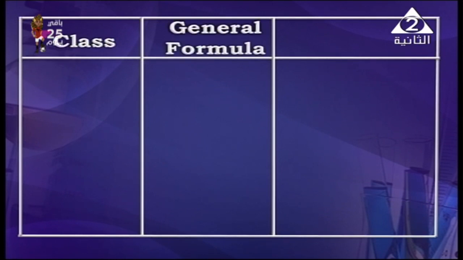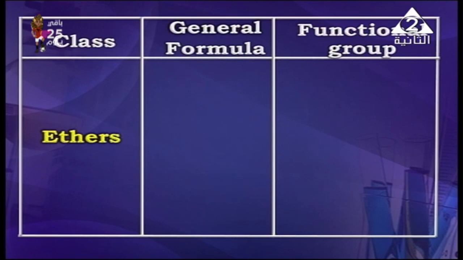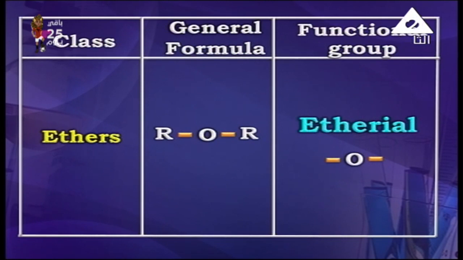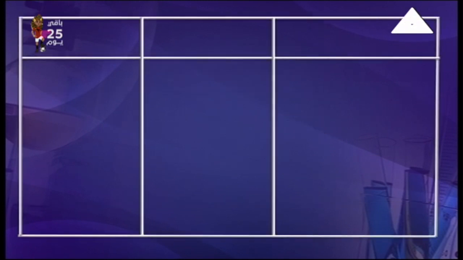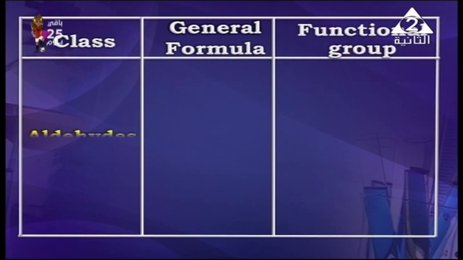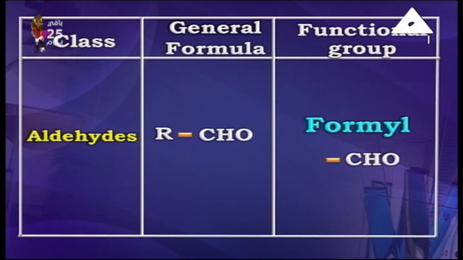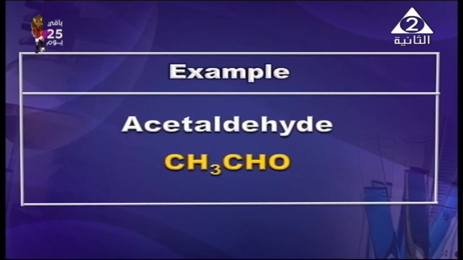The next class is ethers, which have general formula ROR and functional group ethereal group, oxygen between two radicals. For example, dimethyl ether, CH3OCH3. The next class is aldehydes, which have general formula RCHO and functional group formyl group or aldehyde group, CHO. For example, acetaldehyde or ethanal, CH3CHO.